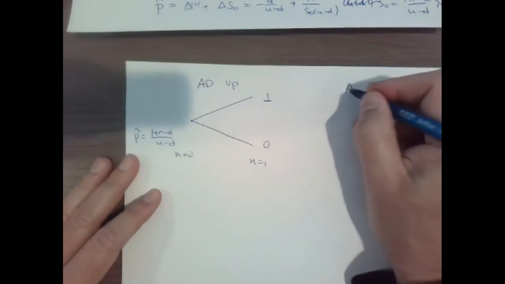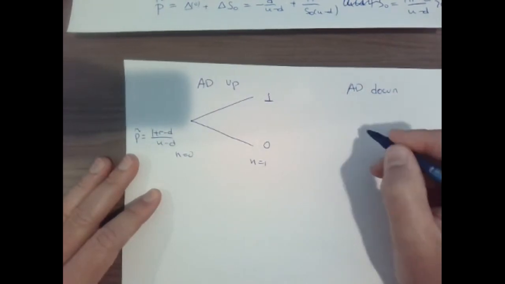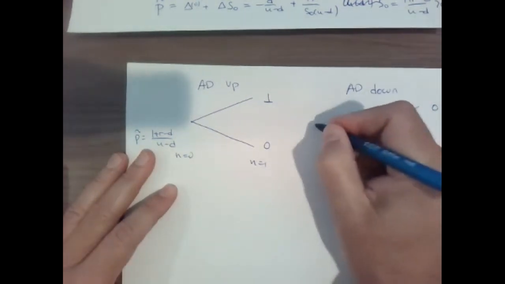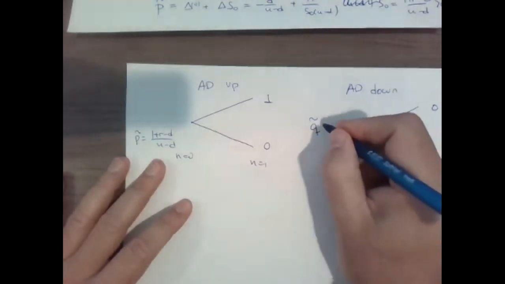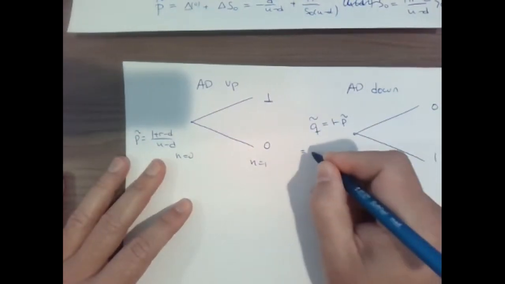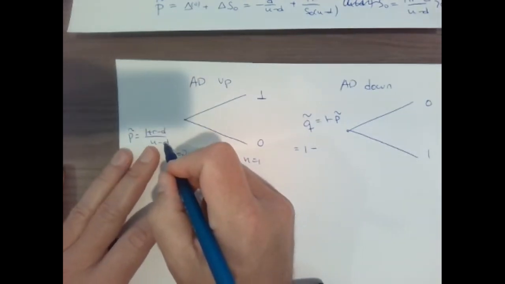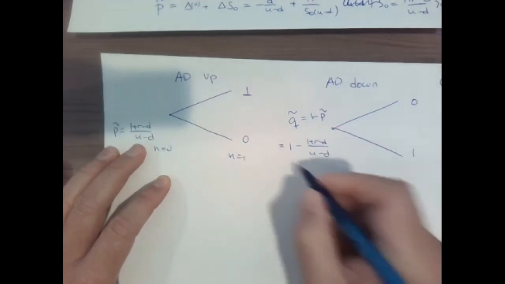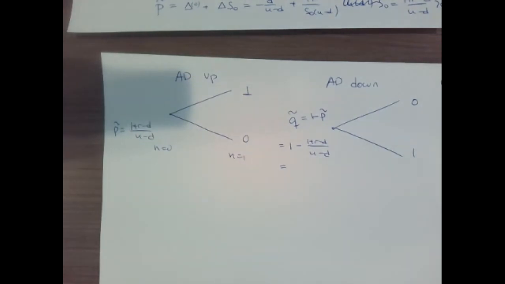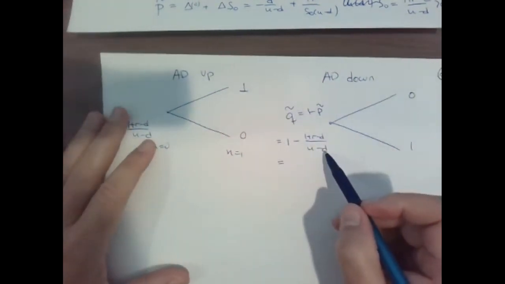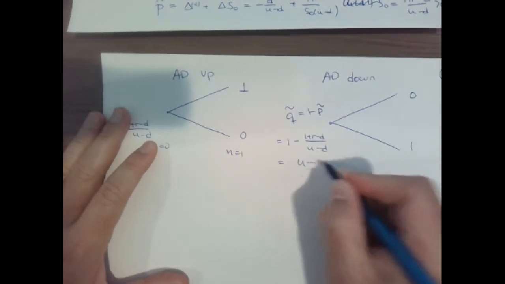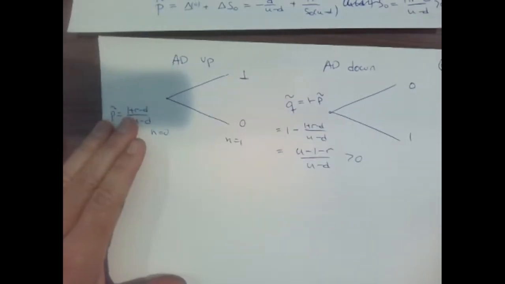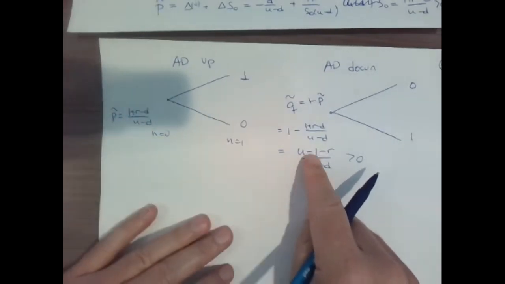And of course I can then move over to AD down. This is 0, 1, this is my Q tilde. But we already know that Q tilde is equal to 1 minus P tilde. So this is 1 minus 1 plus r minus d divided by u minus d. And we can simplify this a little bit. This will be u minus 1 minus r divided by u minus d, which is also going to be positive because we know that u dominates 1 plus r.